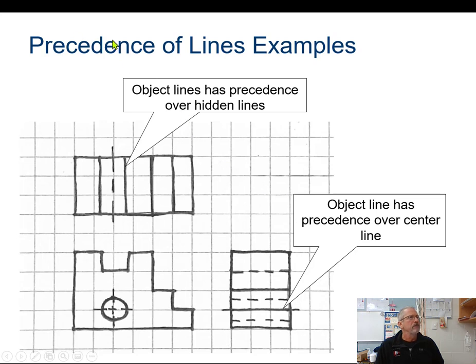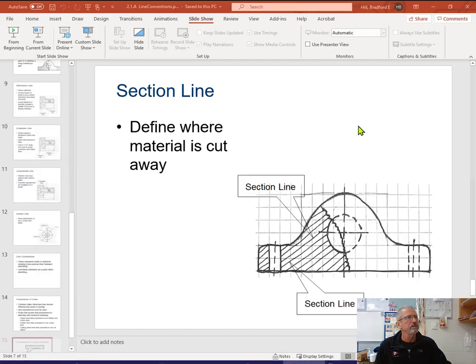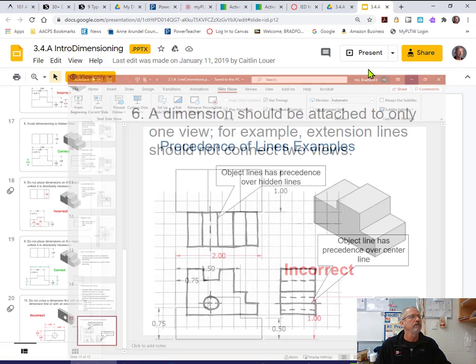Okay, so precedence of lines, you can see here, here's an object line. And if we go down here, there's an actual hidden line that's there for the circle, for that hole. Right here, you can see the hidden lines, but the object line here is in the way of the center line. You can see that they've come out here with part of the center line here and part of the center line here, but the object line takes precedence. All right, so that takes care of that one for now.